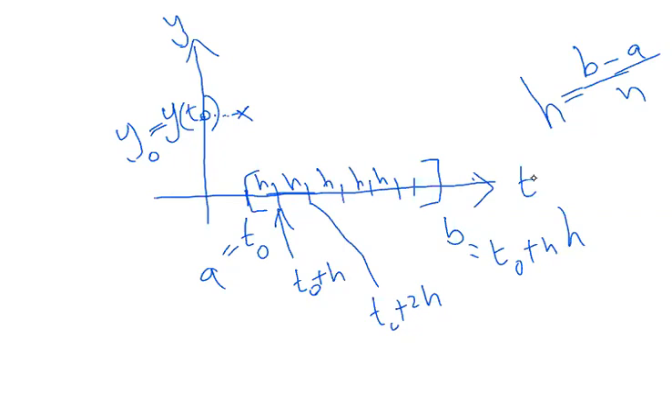We discretize the original interval. So we introduce this mesh, we can say a one-dimensional mesh. Then we find the approximate solution at each point, starting with this point (t naught, y naught). So the initial point is this. What is that? t naught.